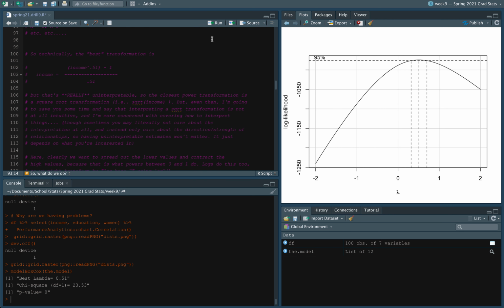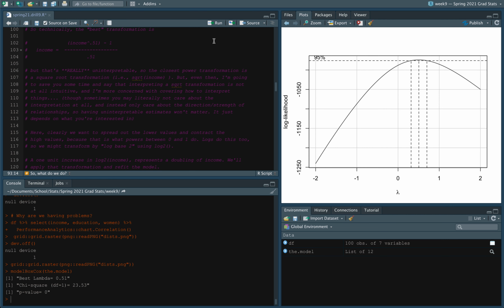But even if you do a square root, it's still going to be hard to interpret. It's not intuitive. And for the purposes of this course, I am more concerned with interpreting these things. But one thing I want to point out is that, depending on your research, you're not always going to be interested in interpreting your coefficients at all. Sometimes you only care about the directions and significance of patterns, and you don't need to interpret them in an understandable unit. And if that's the case, transformations don't matter.